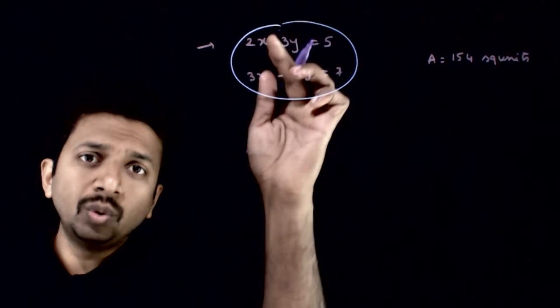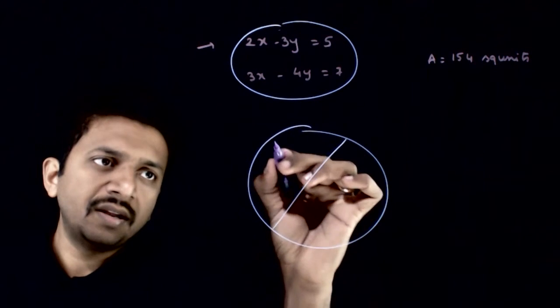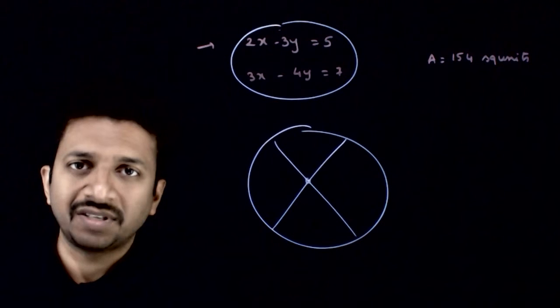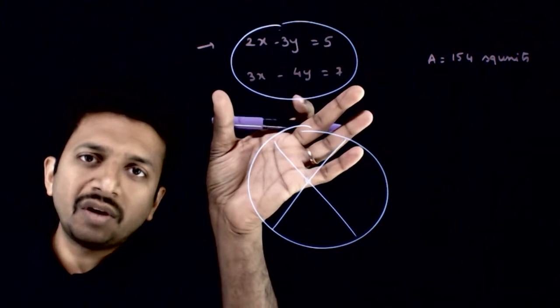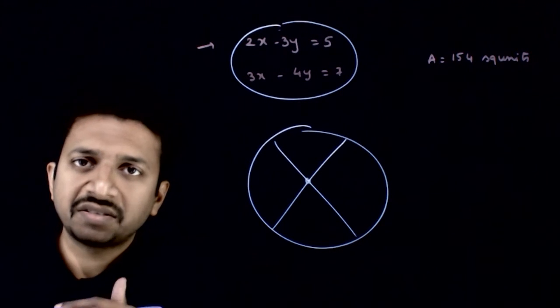Again, if you have two diameters of the circle, the point of intersection of these two diameters has to be equal to the center of the circle. So if I find the point of intersection of these two lines, I get the center. So if I solve this, I get the radius.